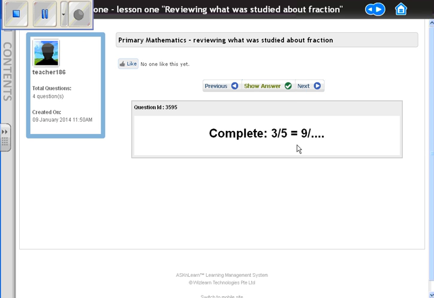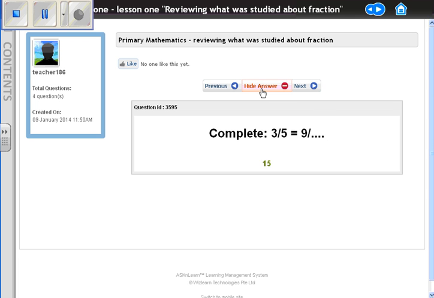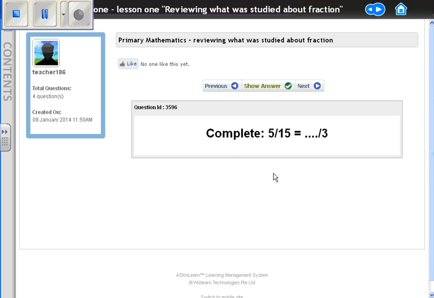Now 3 over 5 equals 9 over what? 3 became 9. So I multiply 3 by, yes, by 3. So multiply 5 also by 3. So 5 times 3 equals, yes, 15. Now read this question carefully and then answer.